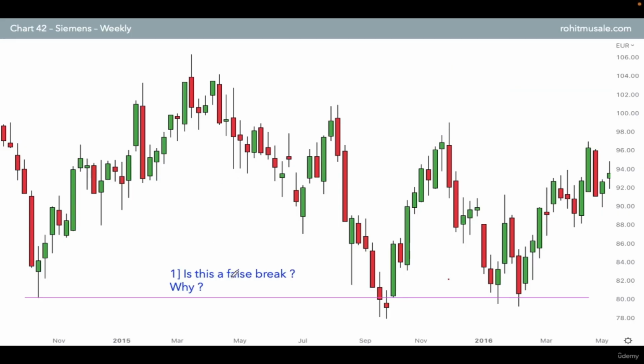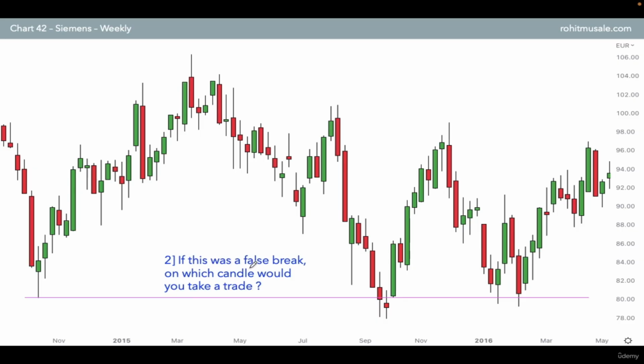So is this a false break and why? So let's look at the pink line. Step number 1 is you have the support. Step number 2 is you need the test, which did not happen, right? This candle did not test. It directly broke that level. So that is why it is not a false break.